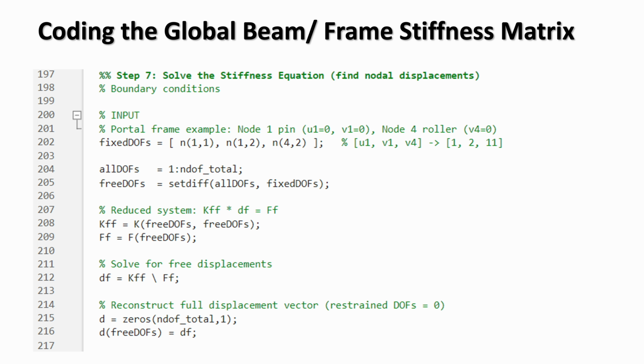So, now that our global stiffness matrix K and the load vector F are assembled, we need to apply the boundary conditions and solve the stiffness equation to find the nodal displacements. We need to begin by identifying which degrees of freedom are restrained by the supports.